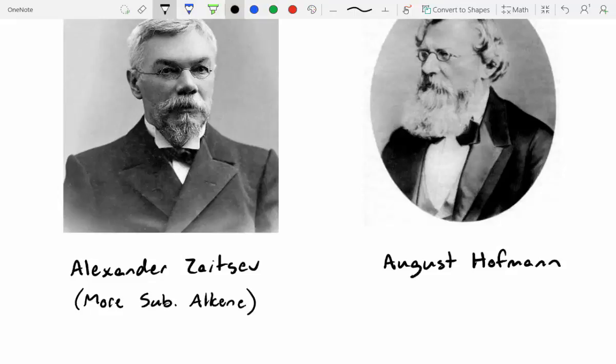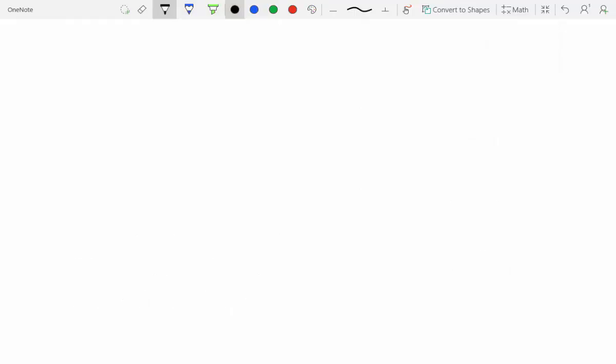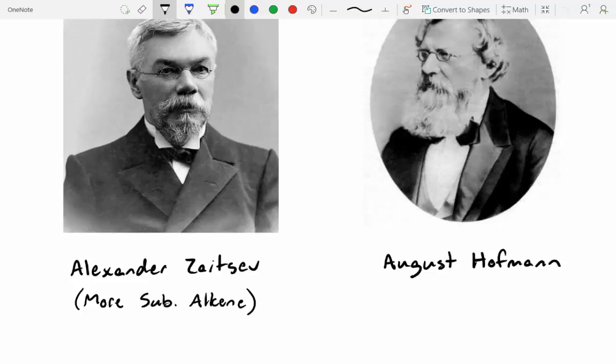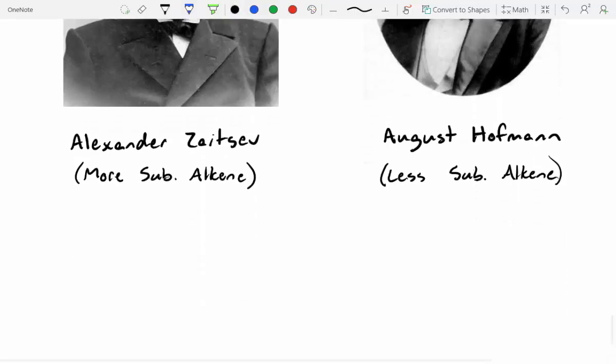You don't have to draw their portrait in your notes if you don't want to. Hoffman, on the other hand, said, wait. Sometimes you get the less substituted alkene. And this really depends on that activation energy that you have to overcome, right? So let's take a look at an example of what I mean by this.